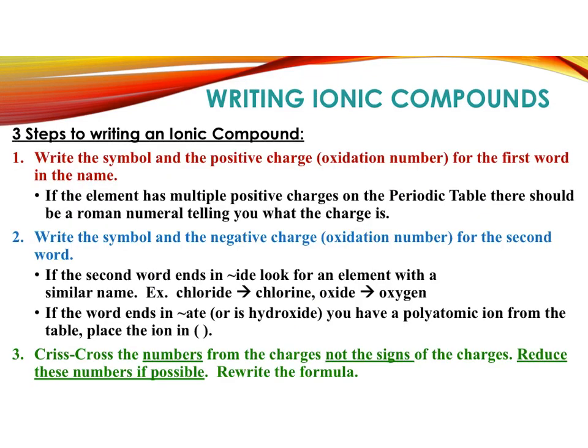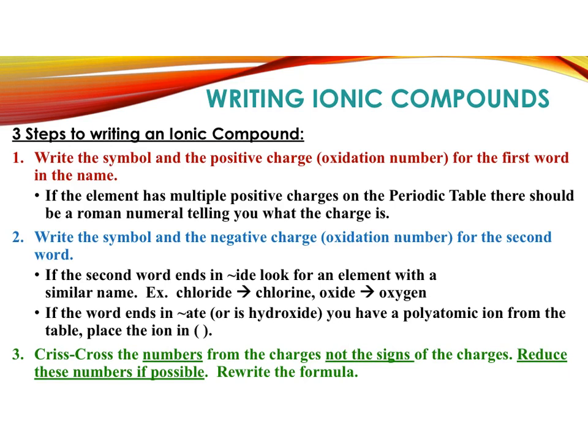So, to write an ionic compound, we can boil it down to 3 simple steps. First, you write the symbol and the positive oxidation number, the symbol and positive charge, for the first word you see, that first element. Unless you get ammonium, which is NH4 1+, the first word is a metal on the periodic table. If there are multiple charges, there should be a Roman numeral telling you which charge to use. So you write that positive part, that metal or ammonium.